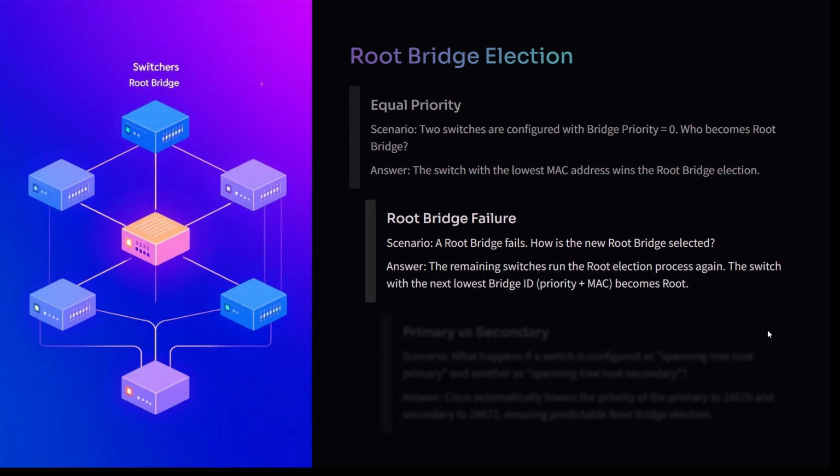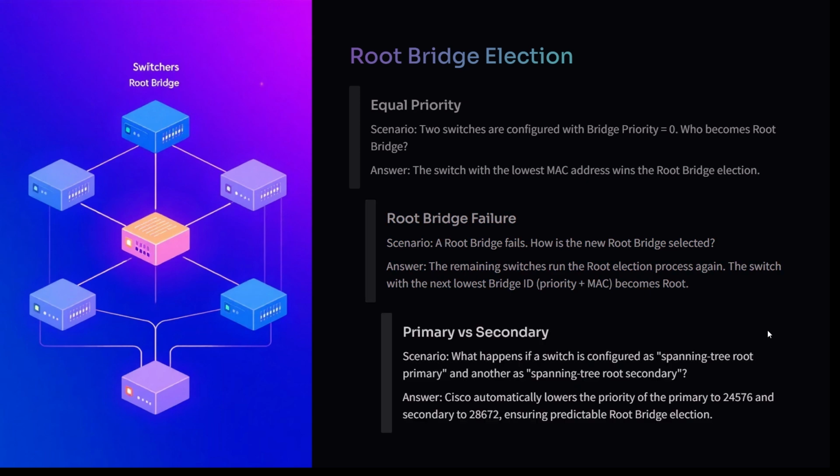Root bridge failure. Scenario: a root bridge fails. How is the new root bridge selected? Answer: the remaining switches run the root election process again. The switch with the next lowest bridge ID, priority plus MAC, becomes root.